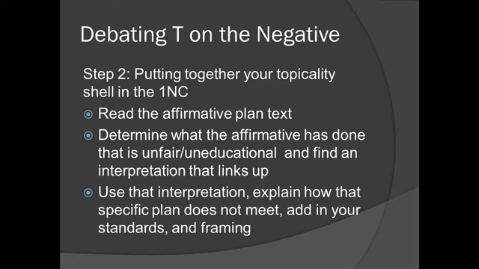So, step 2 of debating topicality on the negative is putting your topicality shell in the 1NC. In order to do this, the first thing you want to do is read the affirmative plain text, right? The next thing is you want to determine what the affirmative has done that is unfair and uneducational, and find an interpretation from your topicality core that links up with those explanations for why the affirmative was unfair or uneducational. And then you want to use that interpretation and explain how their specific plain text does not meet your interpretation, and then do the other things we talked about, like adding in your standards, your impacts, and providing your framing.